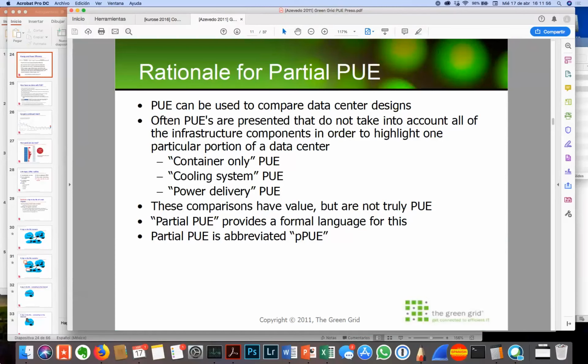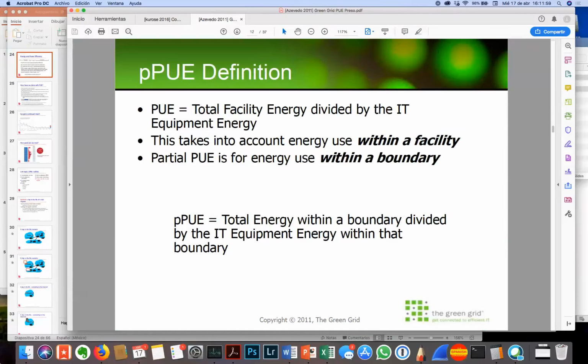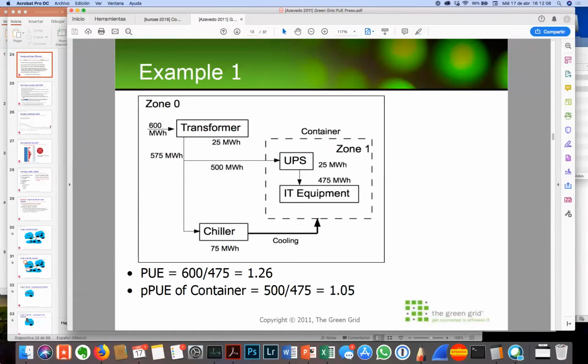You can have a PUE for the container that we saw a picture of, for the cooling system, for power delivery. You can have one that takes into account what's going on within the entire facility or just within a certain boundary in the facility. So here's an example of a calculation where I have 600 megawatt hours coming in on the top left corner of my diagram, and between what my transformer eats up and what my chiller eats up, what I have going into this container is 475 megawatts going to the IT equipment itself, another 25 megawatt hours eaten up by the uninterruptible power supply. So I've got a PUE of 1.26.